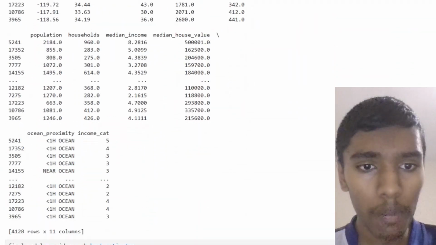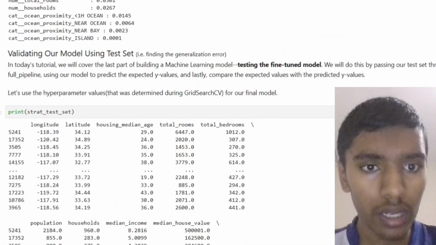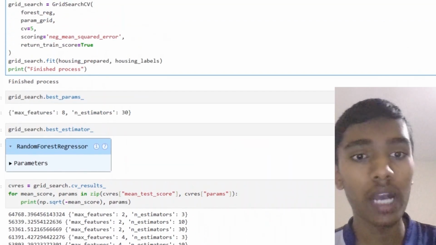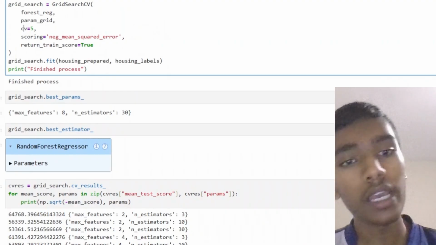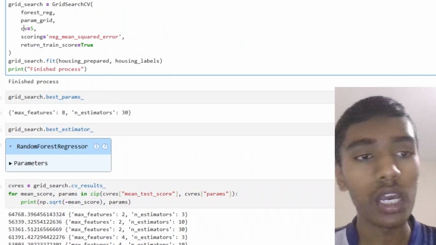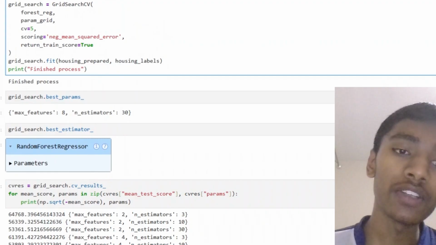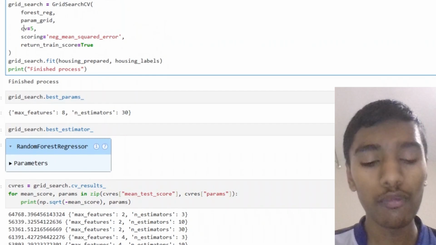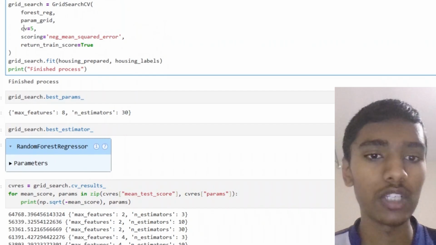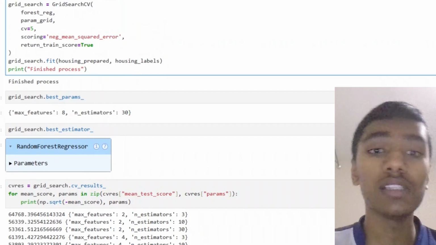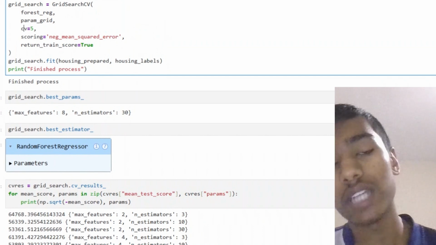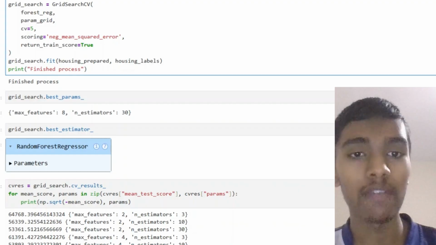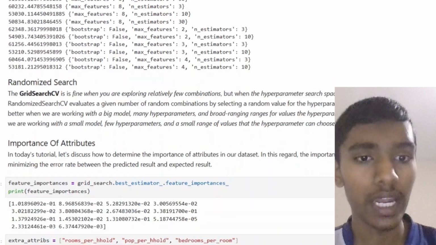And so remember, our best hyperparameters were, what were the values again here? Yeah, max features should be at 8. If you remember, the max features basically says how many features should be considered when we are determining our splitting for our decision nodes. So that's how we determine that. And the n estimators is the number of trees that we should have in our random forest. That's what the n estimators is.